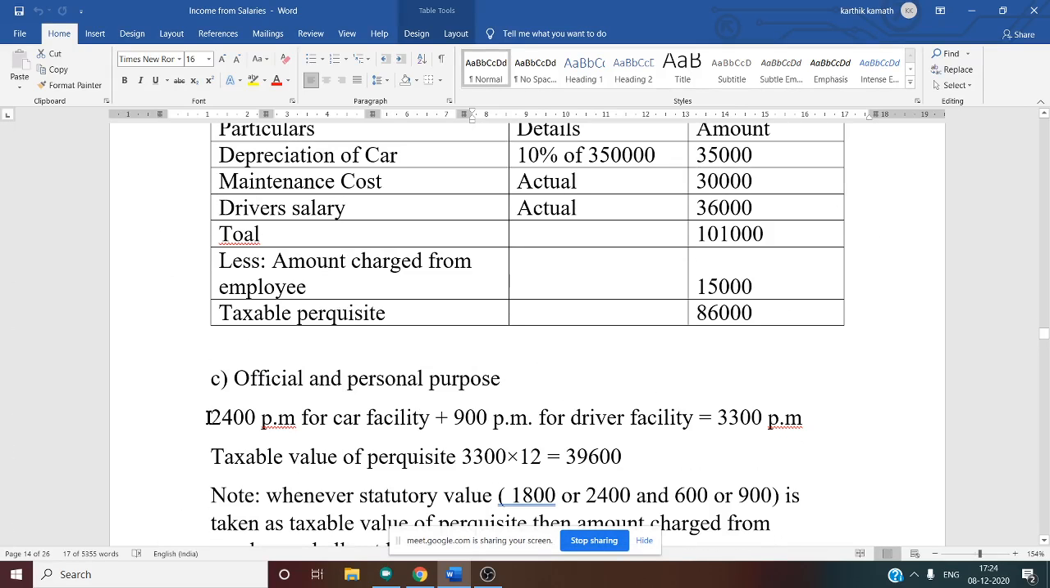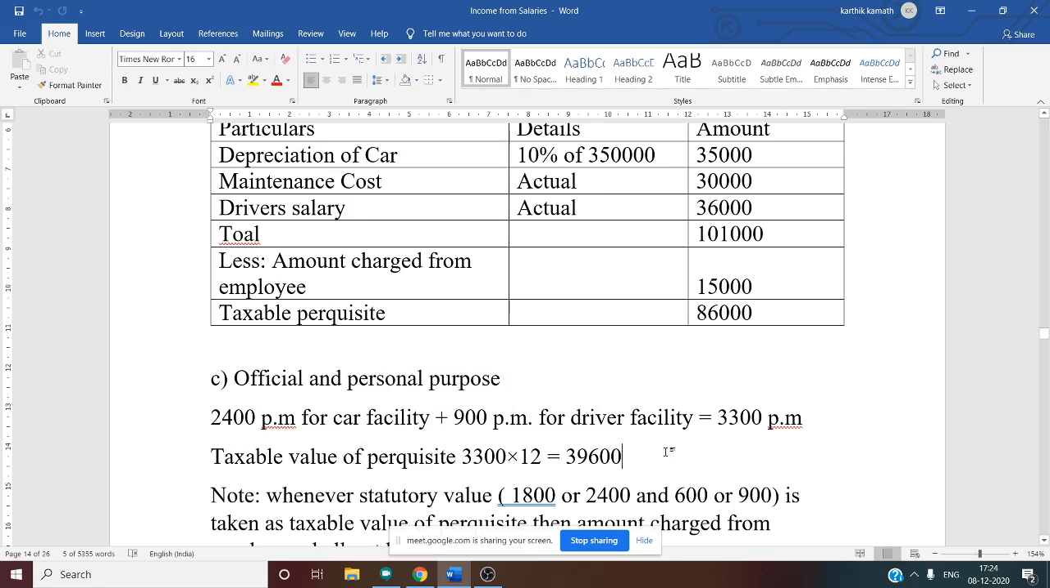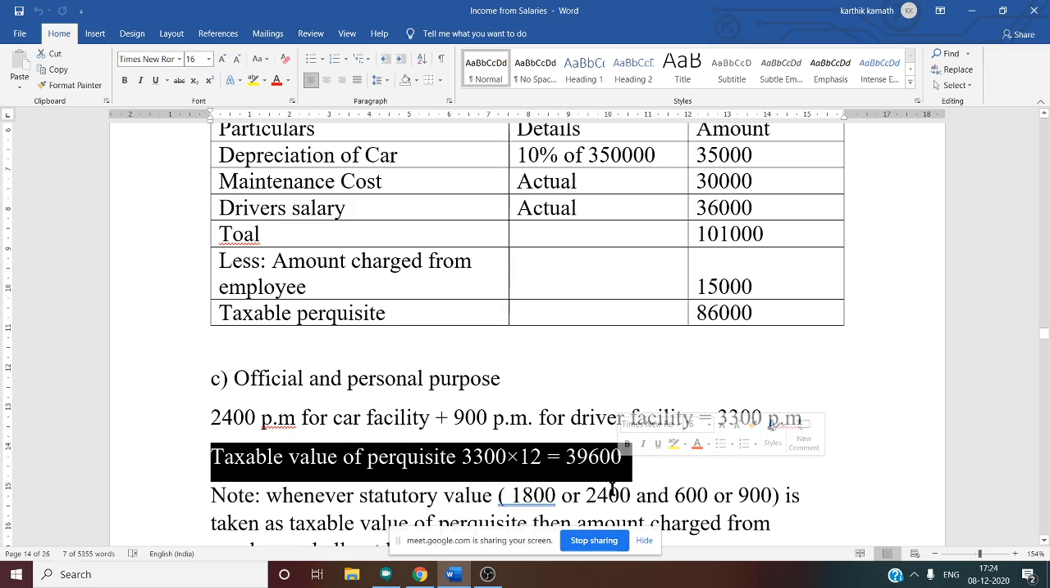See this, 2,400 per month for car facility. You can do 2,400 into 12, or else add 900 per month, because a driver is there here. So the total amount is 2,400 plus 900, that is 3,300 per month. Then multiply by 12, you can do it like that also. So the taxable value of the perquisite when the car is used for both purposes is 39,600.